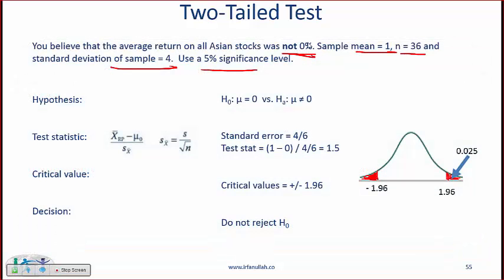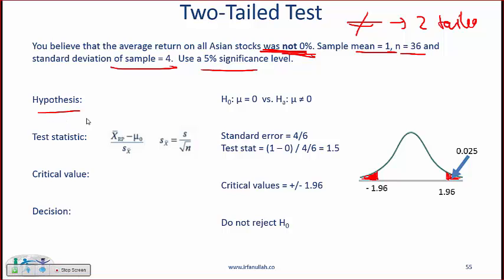The moment you have a belief which says not equal to, then it means that you are doing a two-tailed test. If you have a belief that a number is greater than something or less than something, then you do one-tailed. So we've established that a not equal to implies two-tailed.